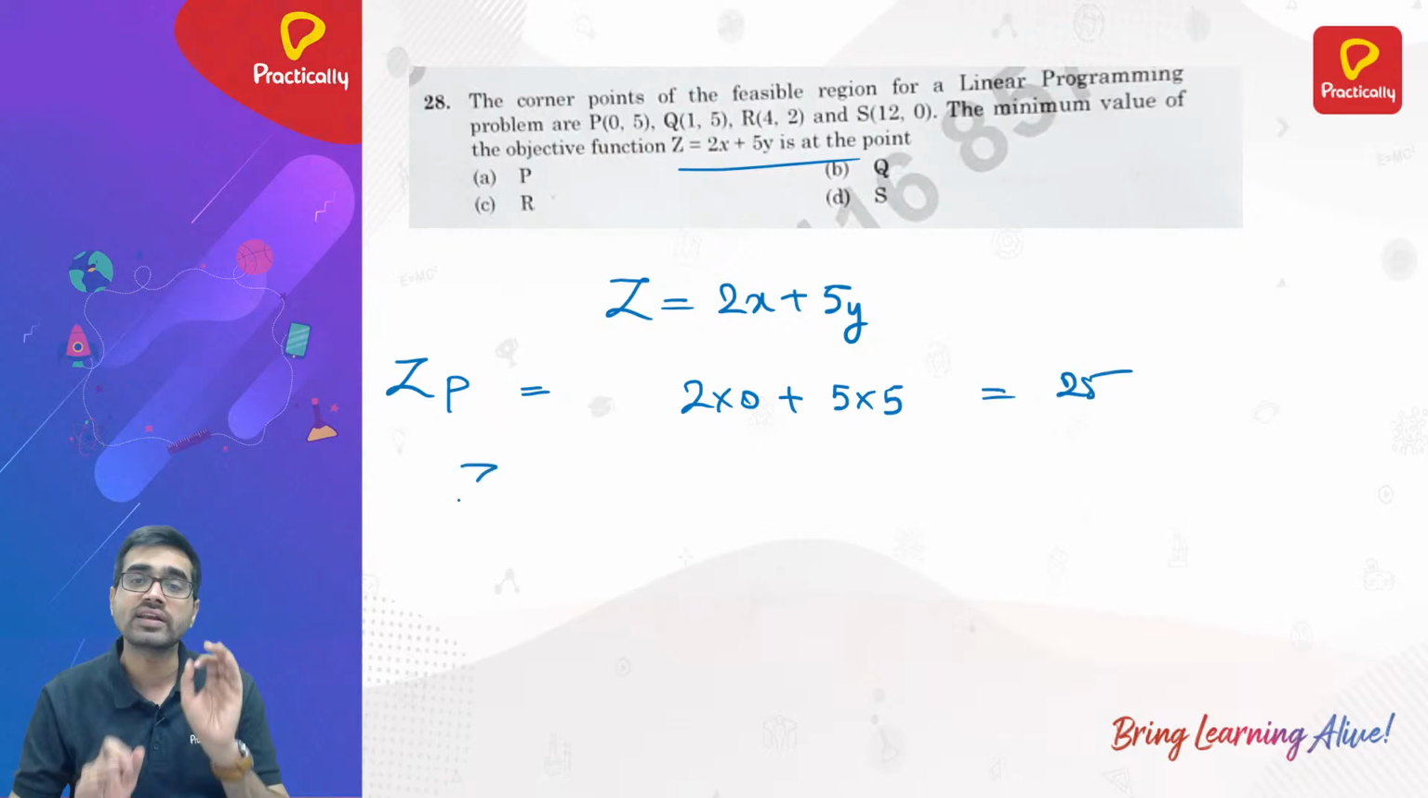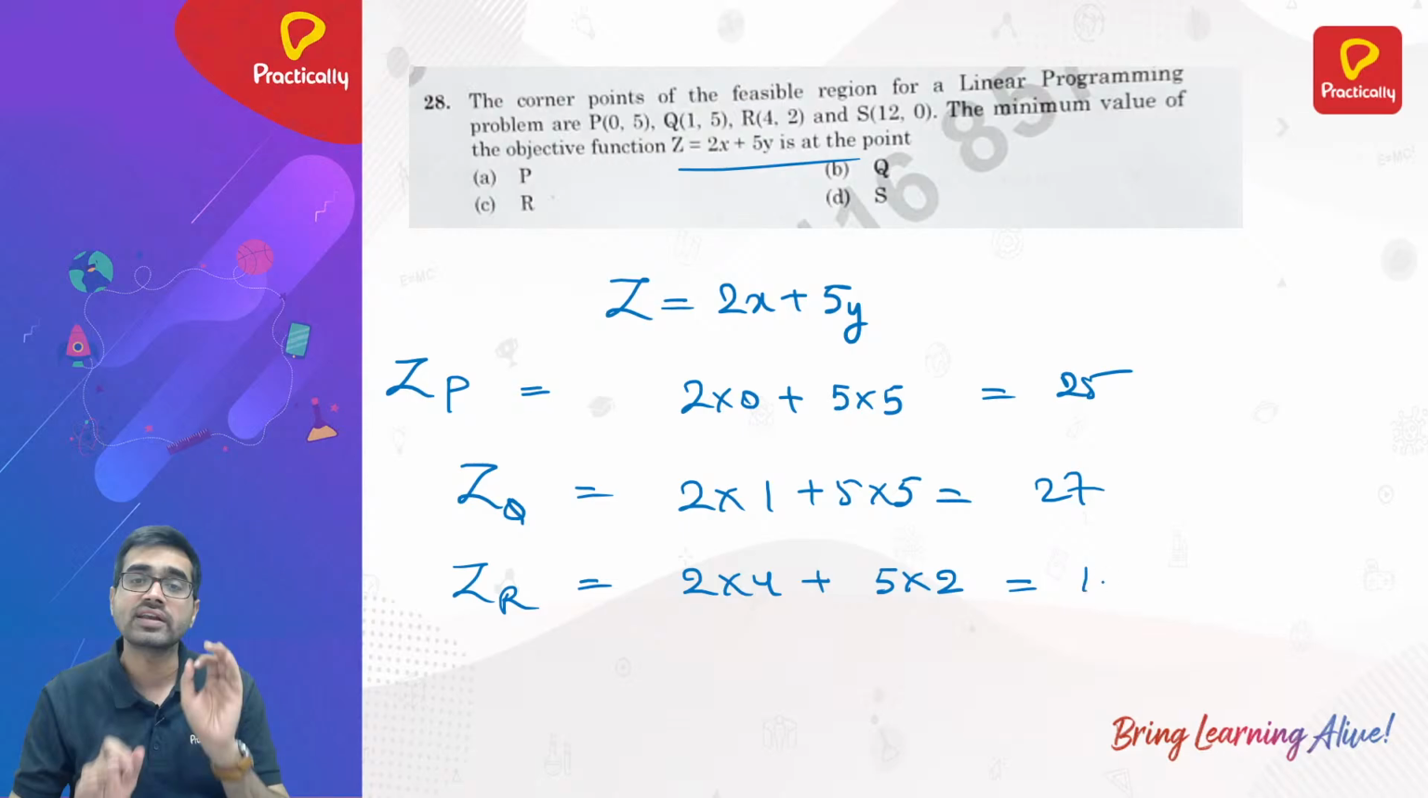25. What is the z value at the point Q? Let's put 2 times 1 plus 5 times 5. It is 2 plus 25, 27. Let's put at R. It is nothing but 2 times 4 plus 5 times 2. What is that? 10 plus 8, 18.